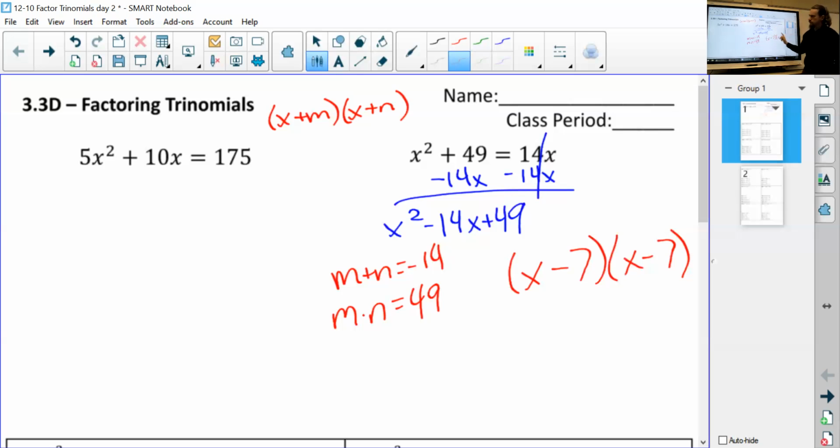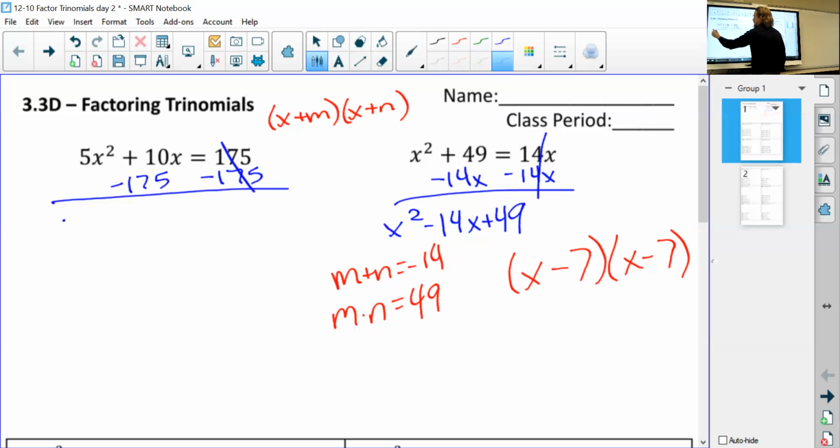Okay, so if we go to the other side now, this one's a little bit different. We start off the same way. We still want to push everything to the left, so I'm going to do minus 175 first. Minus 175 over here, so this cancels. So we have 5x squared plus 10x minus 175.